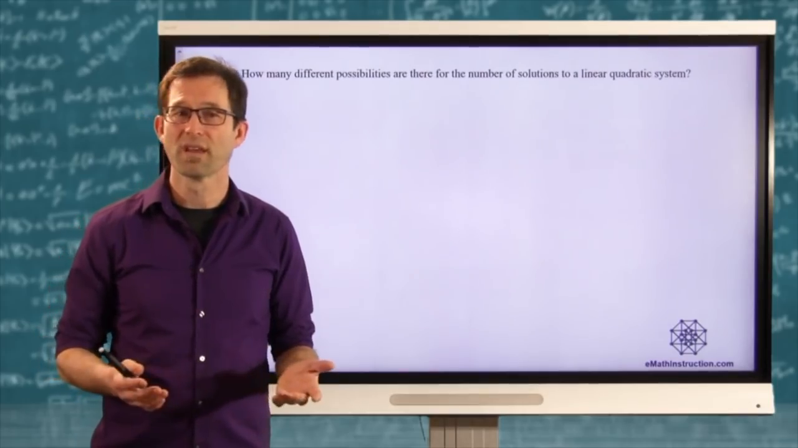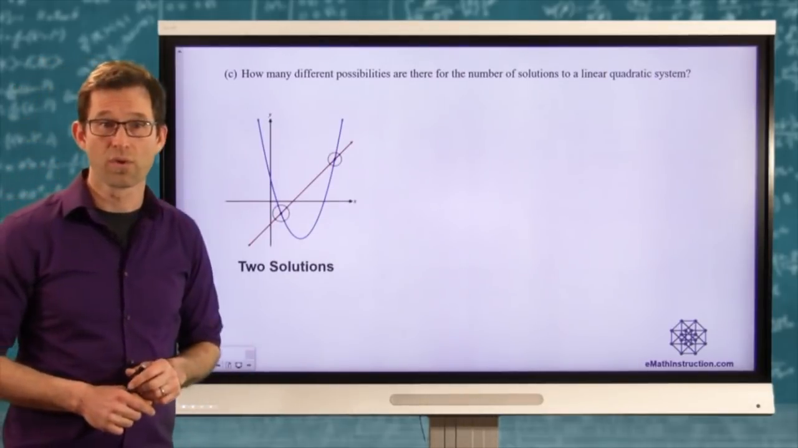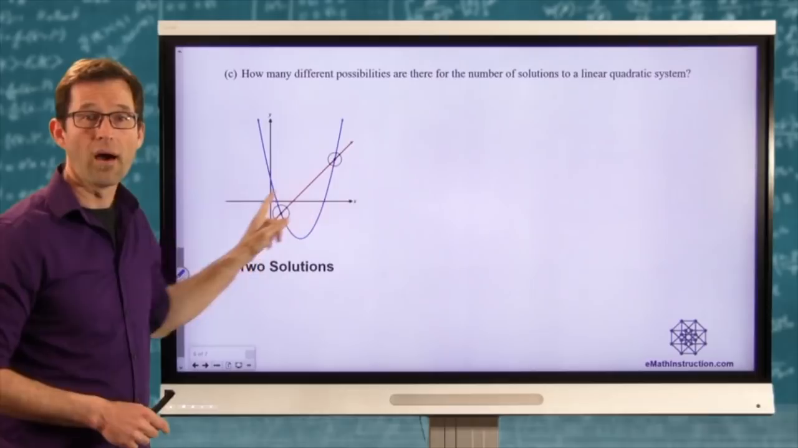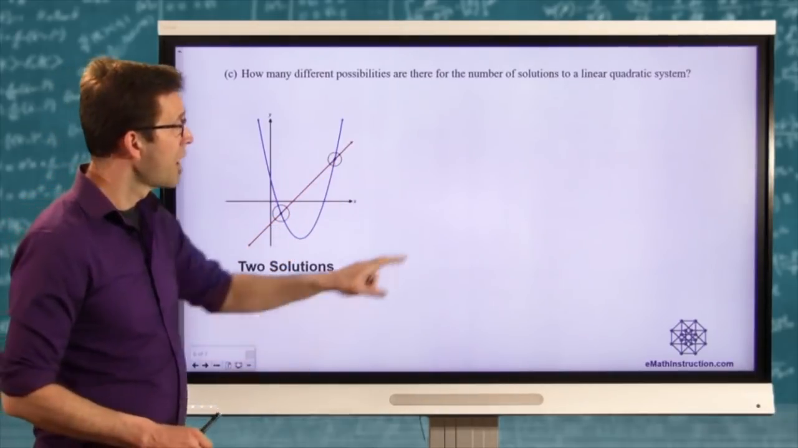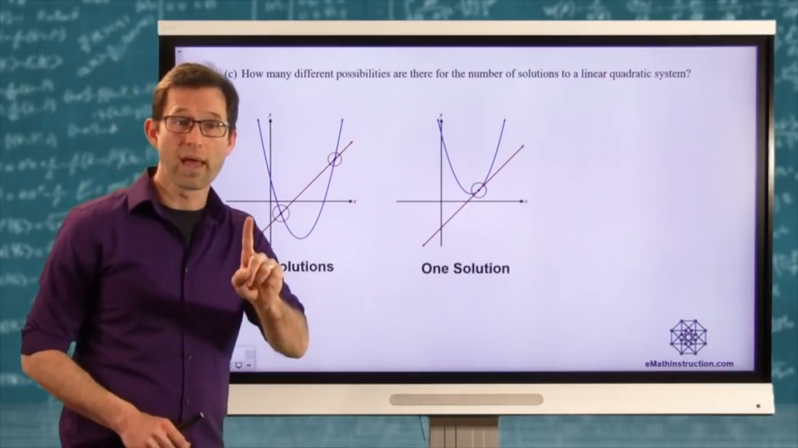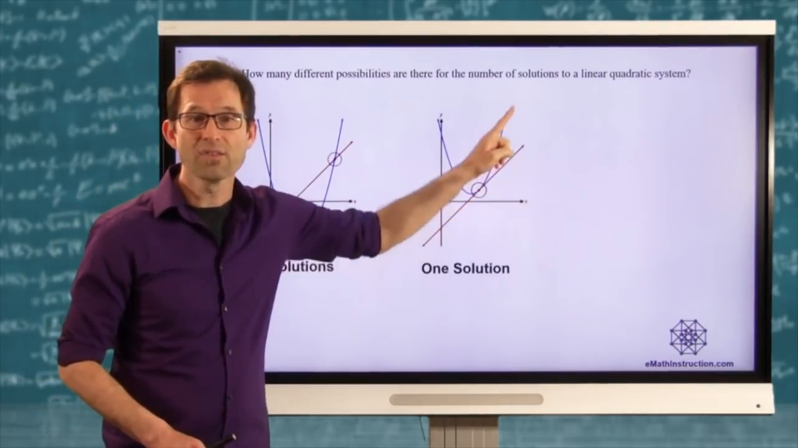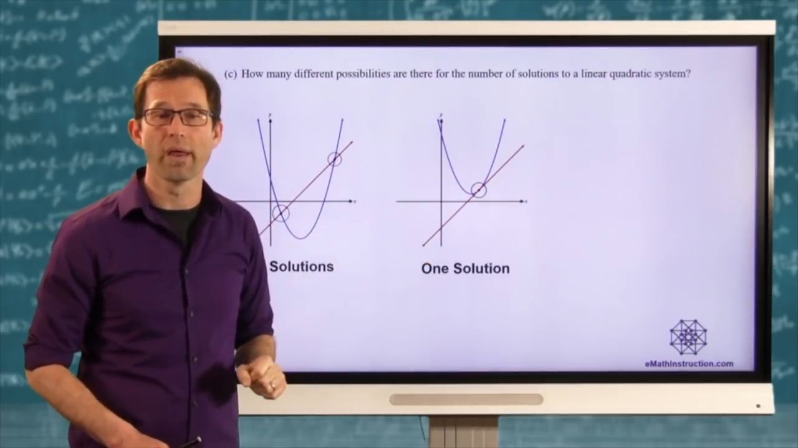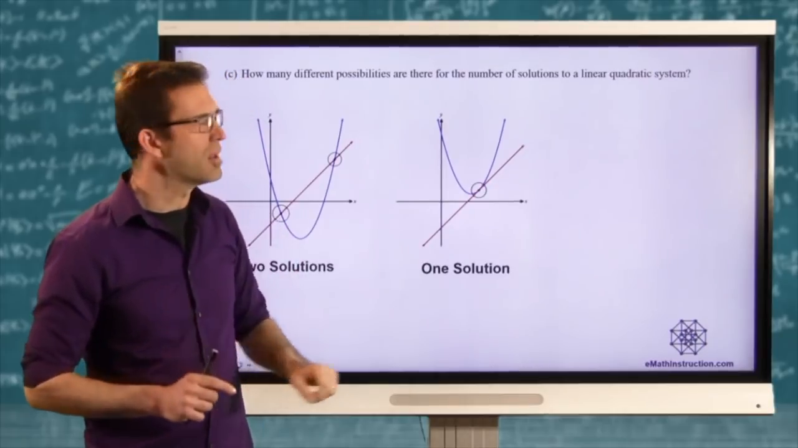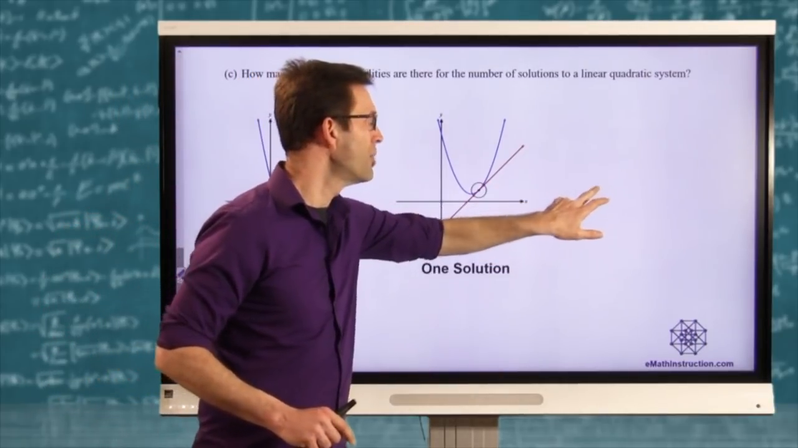All right, well, let's take a look. We could certainly have 2 solutions, right? A parabola and a line that intersect at 2 locations. As we just saw, we could certainly have just 1 solution. A line that is tangent to a parabola. It hits it at just 1 point and then kind of goes merrily on its way. But that's not it. There's one last one that hopefully is going to show up somewhere.